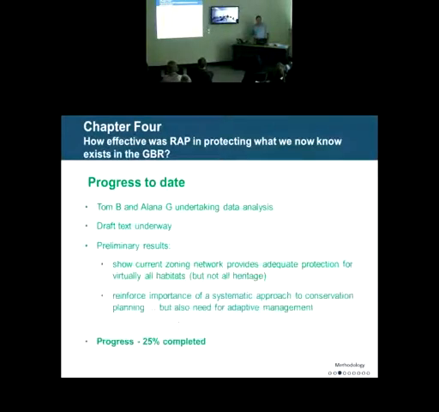In terms of progress, Tom and Alana have done a fair bit of the data analysis already. We've started, as I said, compiling the text for a paper, and the preliminary results show the current zoning network does provide adequate protection for virtually all the habitats, but certainly not for all the heritage that we know. It also reinforces the importance of that systematic and precautionary approach to the way we did our rezoning, and the need for adaptive management. As we find more information, we need to continually improve. So this chapter is about 25% complete.